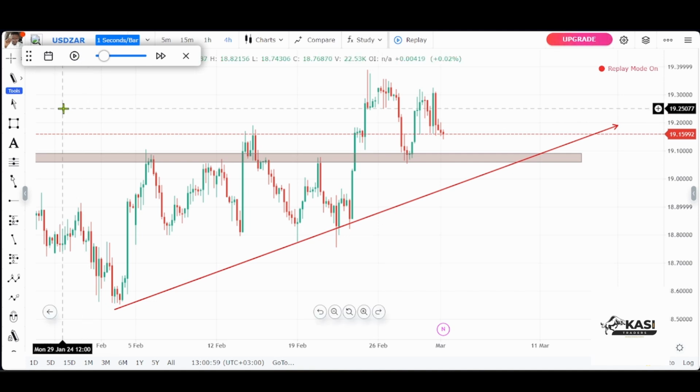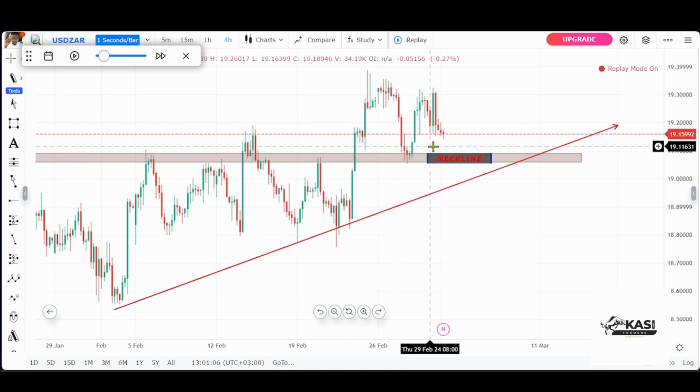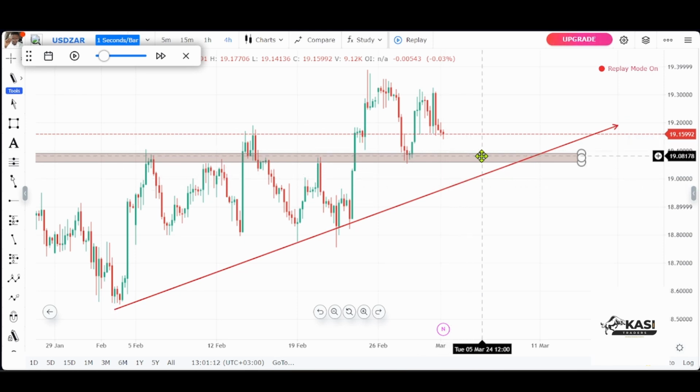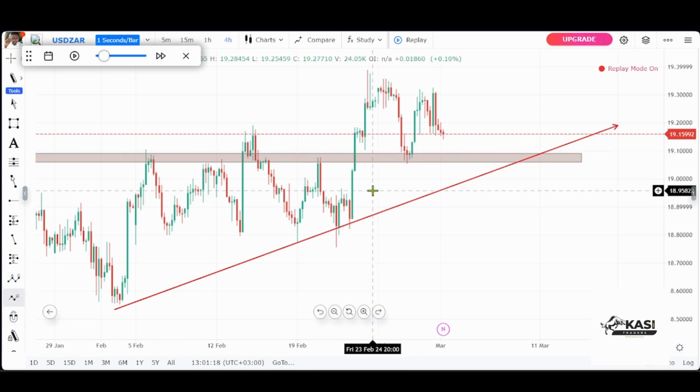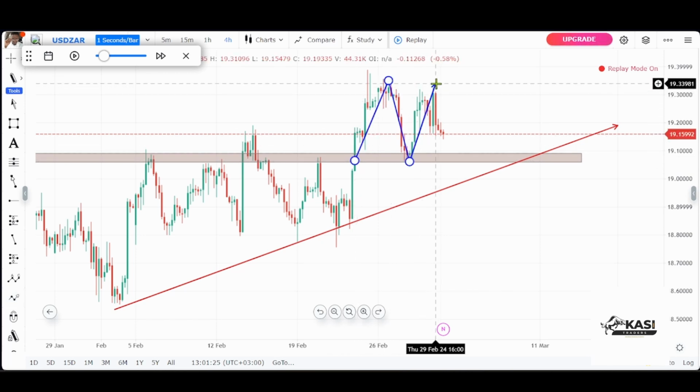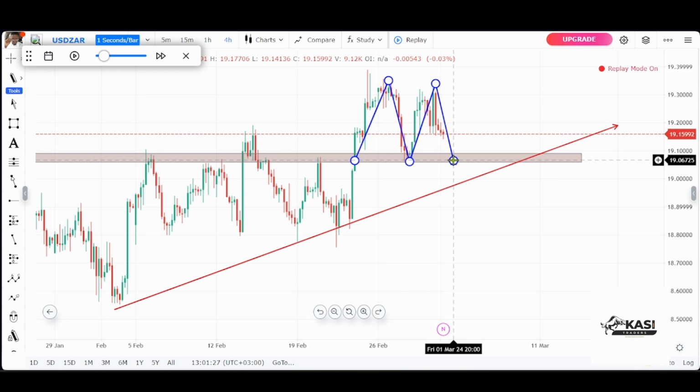Now what we want to see is the market breaks the neckline. This is the neckline, and the market closes below this neckline, then retests the neckline, and that will be our entry point. Let me draw that. Now we can see that we have two tops.